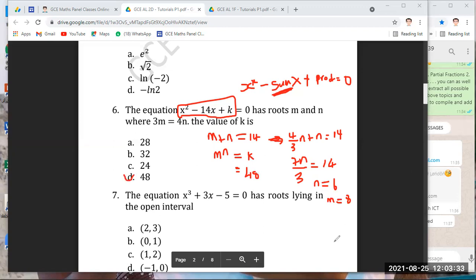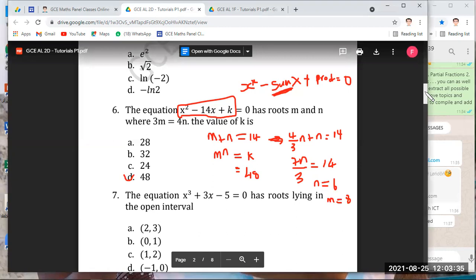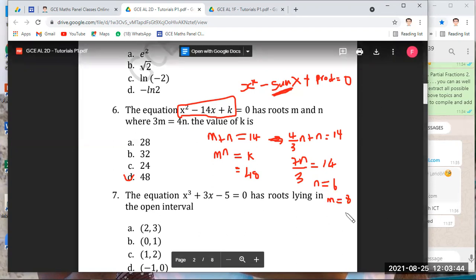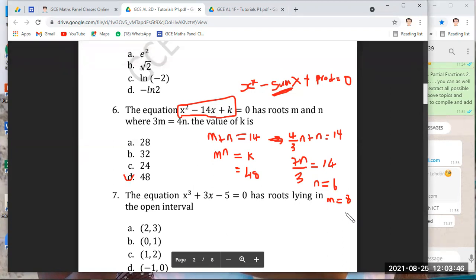It will be good that after this, you try to answer these questions again. It's very important. Then, question 7. Did you attempt question 7? No, madam. All right, let's look at question 7.